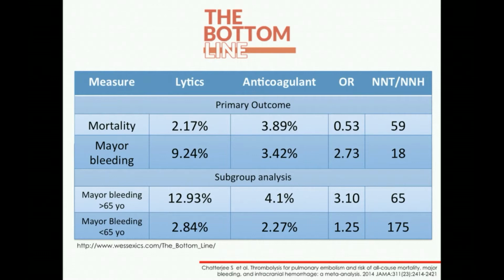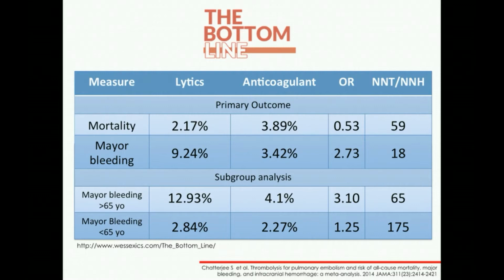The problem with these studies is that they didn't really separate the stable submassive versus the high risk submassive. They put them all together. And when you take only the stable submassive, there's still a bit of a mortality benefit, but it's less than when you take them all. And the bleeding is more or less the same.